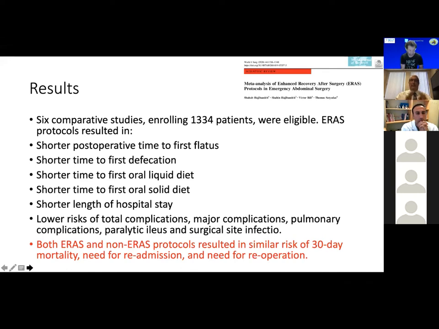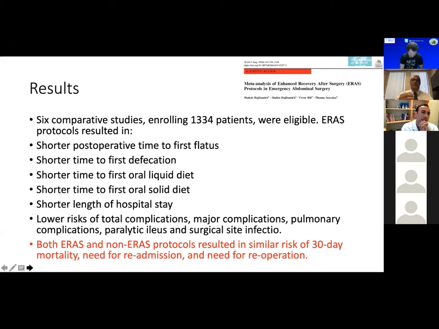So we still need to accumulate more data, be a little more open-minded to a broader dissemination of this, instead of picking an operation or a disease and saying, okay, now I'm going to do ERAS for acute cholecystitis. Because to be honest, if you follow the basic principles of surgery, acute cholecystitis is deemed a very low risk disease, and the operation, laparoscopic cholecystectomy, is deemed a very low risk operation.